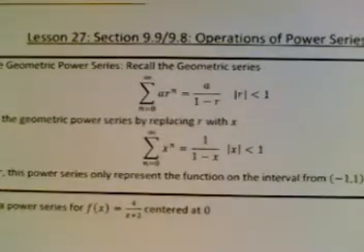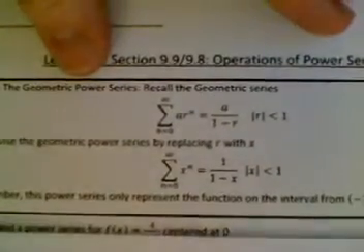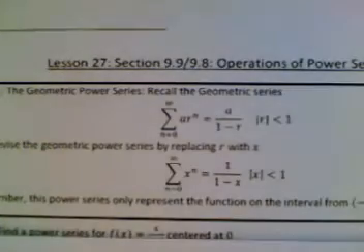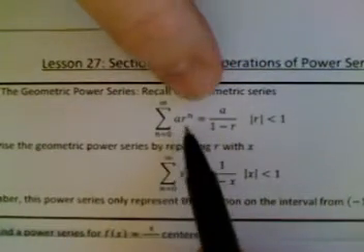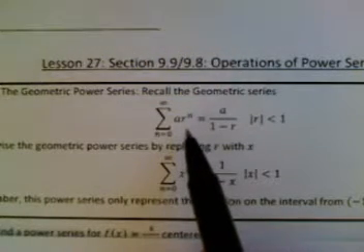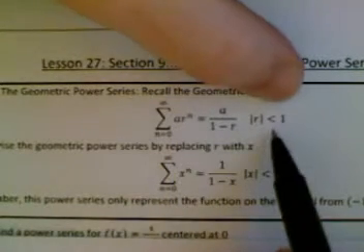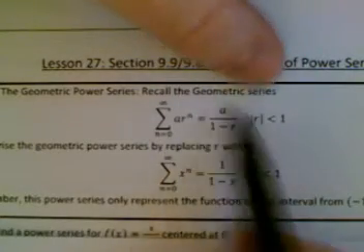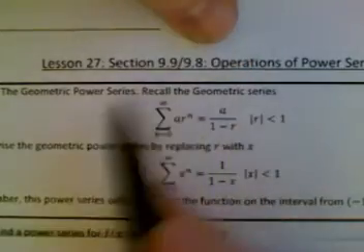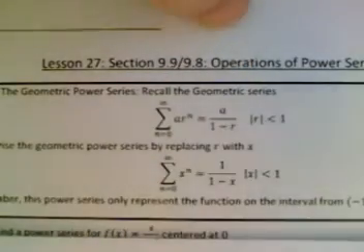So, if you take a very close look at this one right here, if you recall, the geometric series is a times r to the power of n, where this thing is convergent if the absolute value of r is less than 1. What does it converge to? This thing right here. Now, keep in mind that this is review. Right here is nothing new.